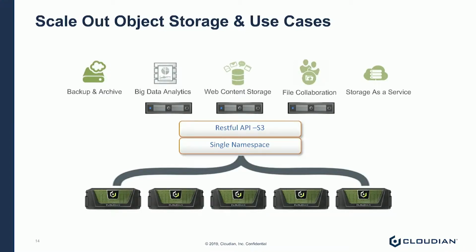So lots of different use cases make sense for an object store such as HyperStore. And one of the big benefits of this type of platform is the fact that your applications connect to a single namespace, which is typically a URL address, something like s3.yourdomain.com. And the applications themselves connect using a REST-based API, which in our case is S3. And what this means is really any application that can take advantage of HTTP or HTTPS access can take advantage of this type of storage platform.